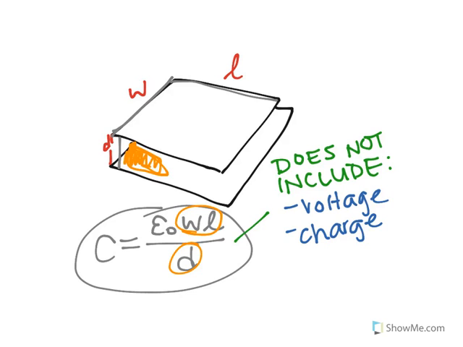The important thing to get out of this one is that the capacitance of a parallel plate capacitor can be calculated by doing epsilon naught times the area of one plate divided by the distance between them. And that does not involve charge or voltage. It's only dependent on geometric properties.